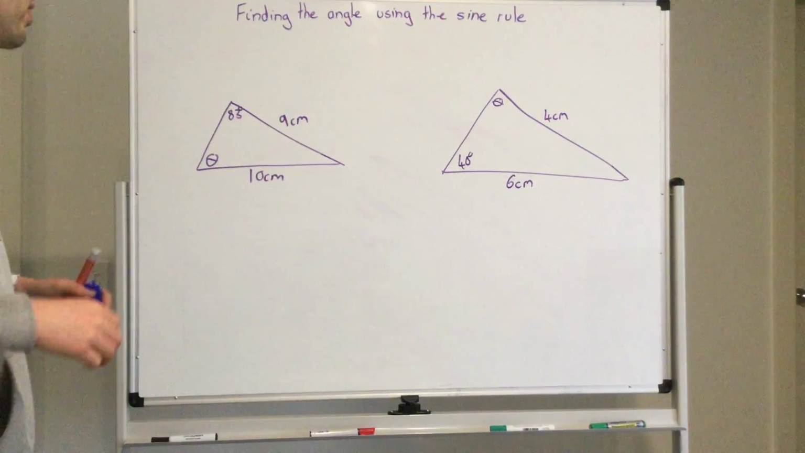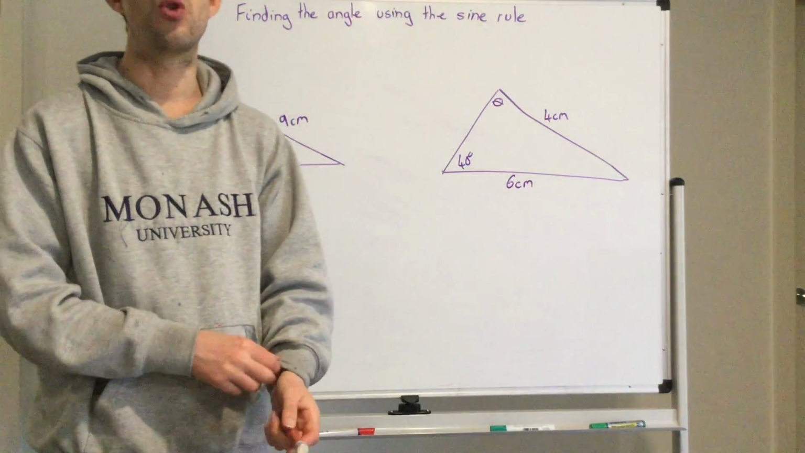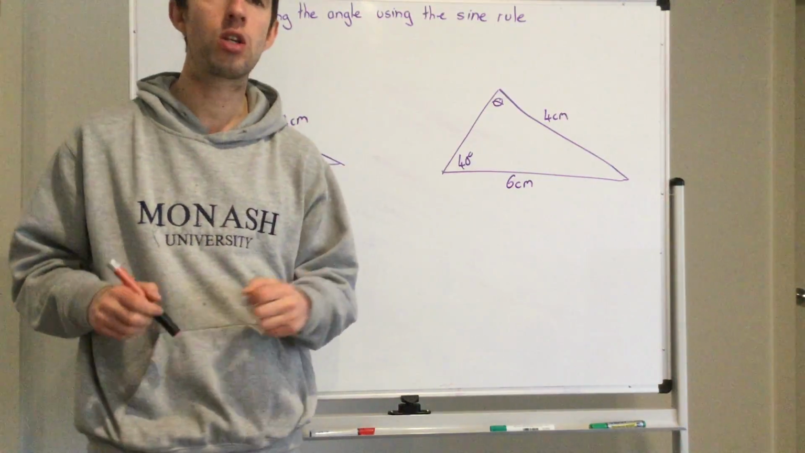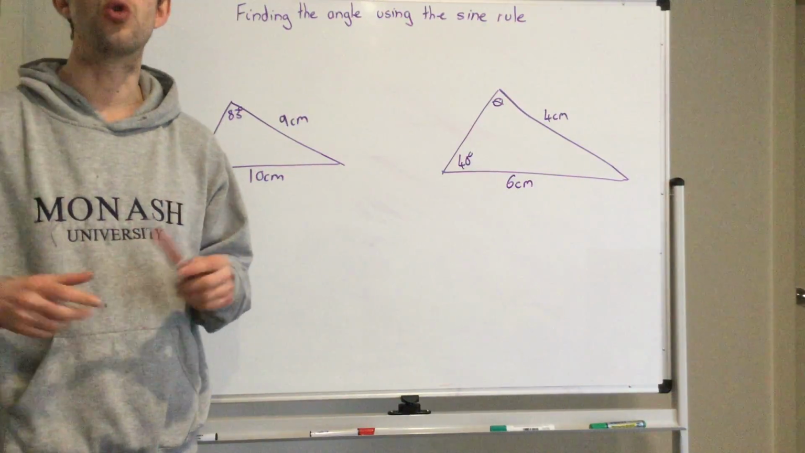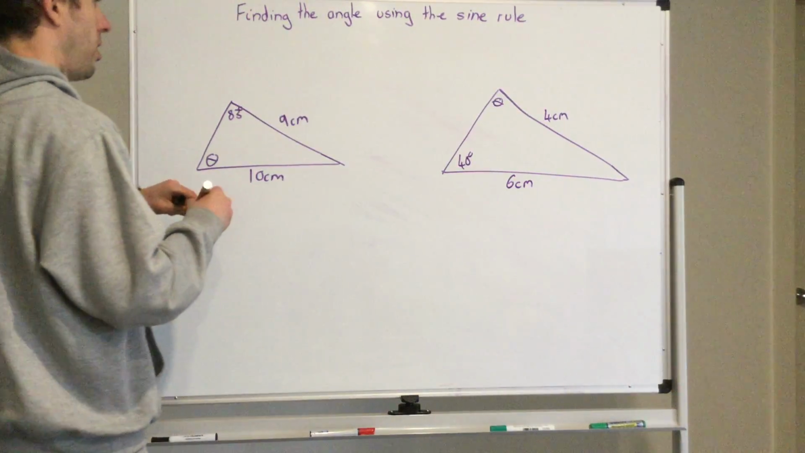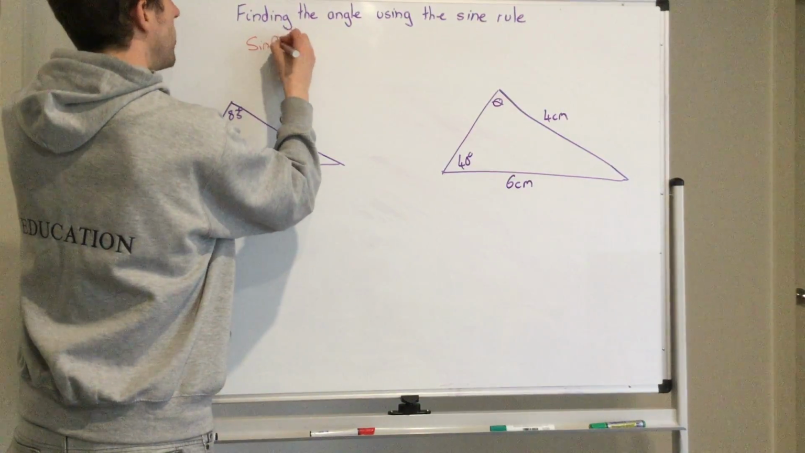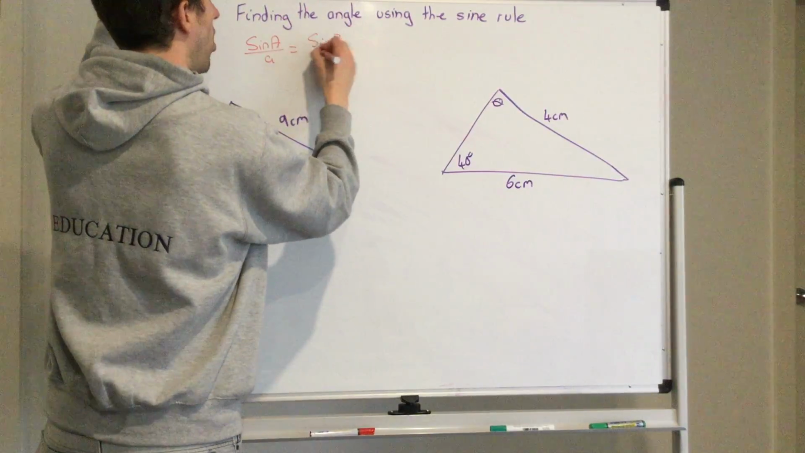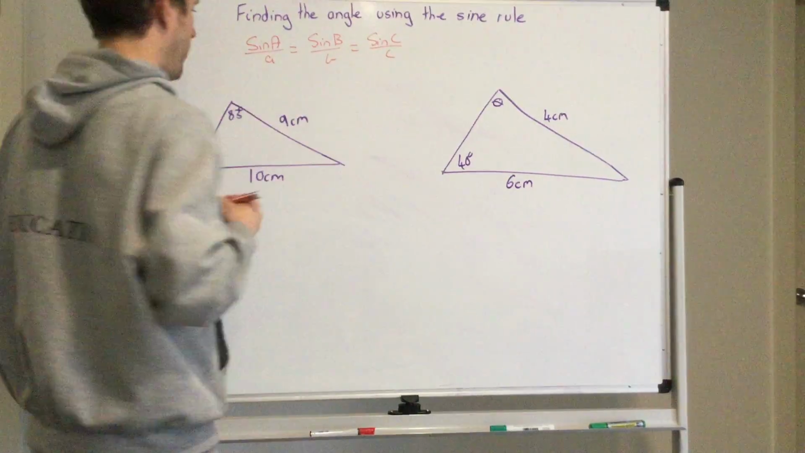So we are going to be finding the angle using the sine rule. Again, if you haven't looked at my sine proof, please look at it because it's about really understanding where the sine rule comes from. So our sine rule is sine A over a equals sine B over b equals sine C over c.